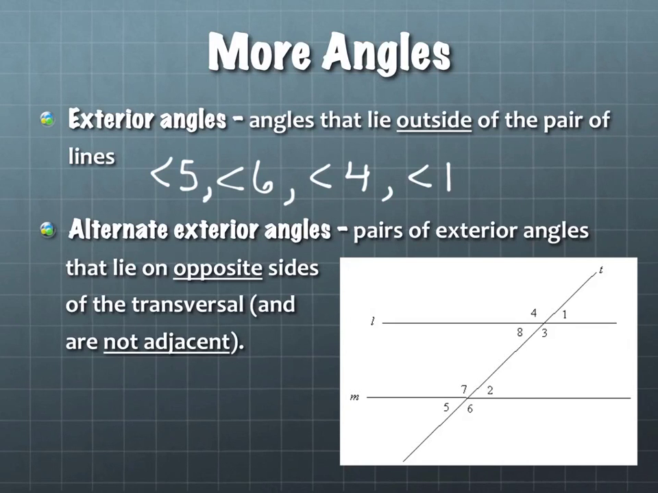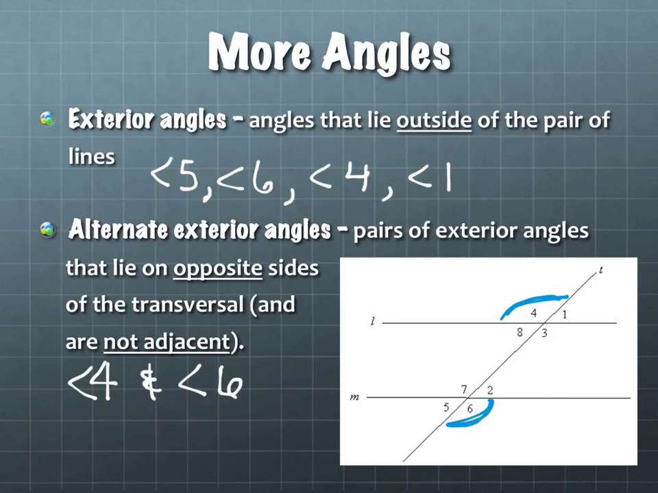Alternate exterior angles, much like the description for alternate interior angles, are pairs of exterior angles that lie on opposite sides of the transversal and are not adjacent. So let's start with 4, since it's just on the top of my diagram. What angle would be alternate exterior to angle 4? 6. So it can't be adjacent, so it can't be 1, and it can't be on the same side of the transversal, so it can't be 5. So the correct answer is 6.